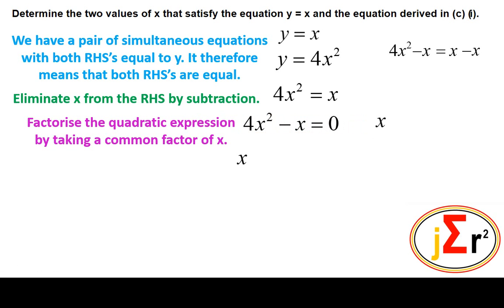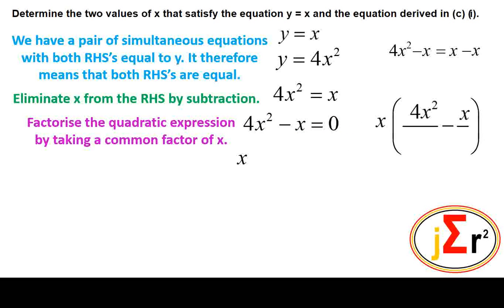So in factorizing, we will take the common factor, and what do we do? Each term will then be divided by the common factor. So in factorizing, we will take the common factor and we will divide each term by the common factor.